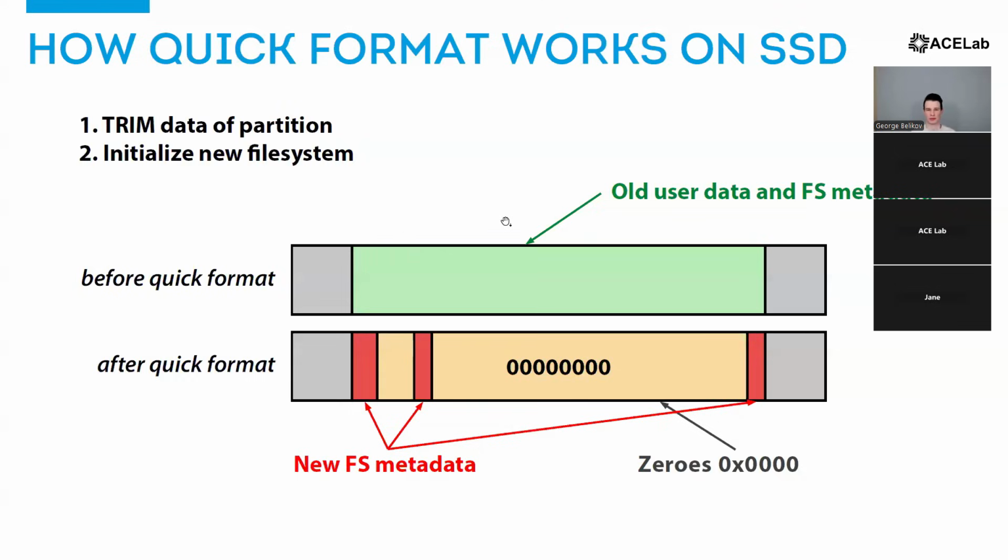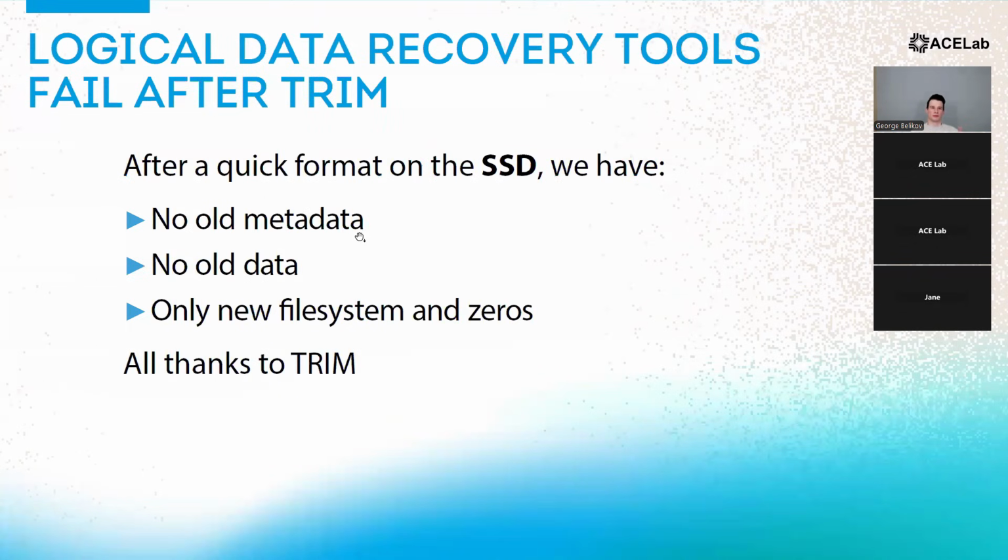So what is the difference between old classic hard disk drives and SSDs that were trimmed? It's a different level at which the media storage device understands whether it is actually zeros or just new information. So logical data recovery tools will fail if trim has been used on modern hard disk drives and SSDs, because after a quick format on the SSD, we will not have old metadata. We will not have old user data, only the new file system and zeros, all thanks to trim, because trim works, let's say, on a deeper level in terms of the firmware.